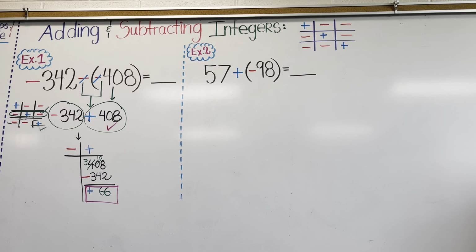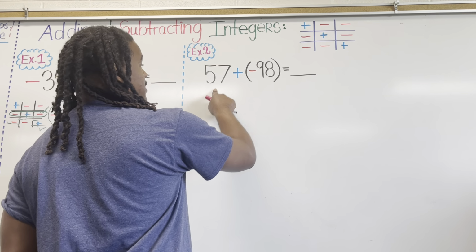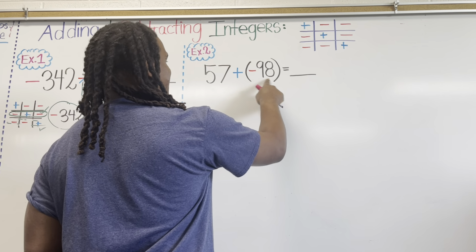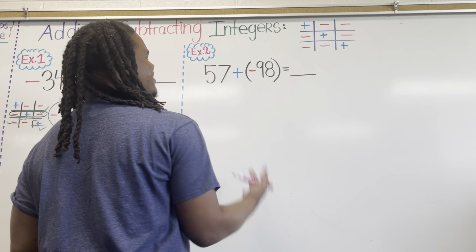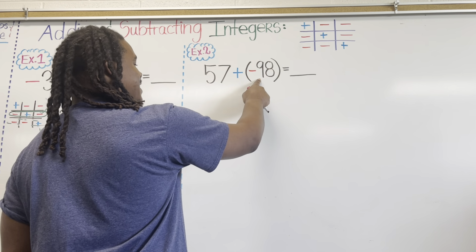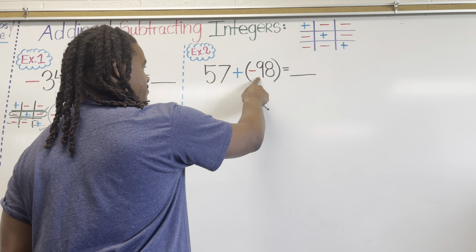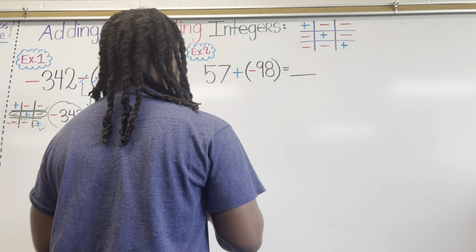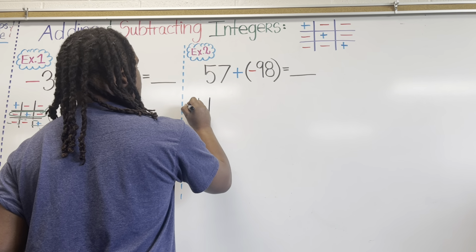Let's go ahead and go to example 2, the same thing. I have a positive 57 plus a negative 98. Now, it's real weird for us to be adding a negative. I'm adding, but I'm adding a negative integer. I want to actually do the tic-tac-toe to see the true operation of what we're going to do.